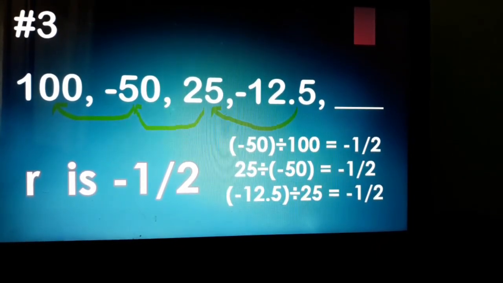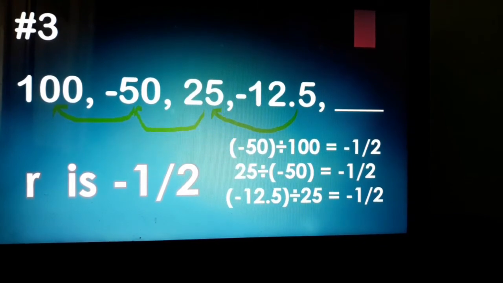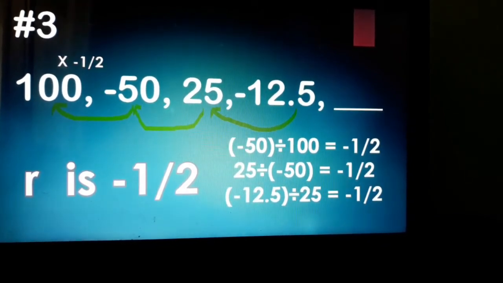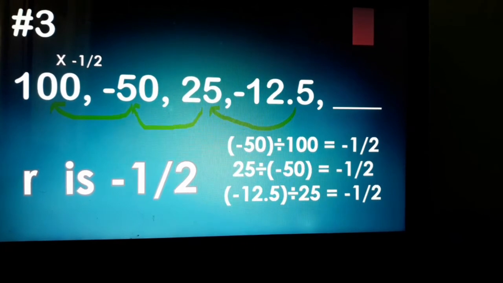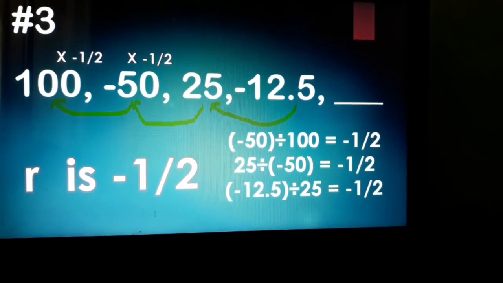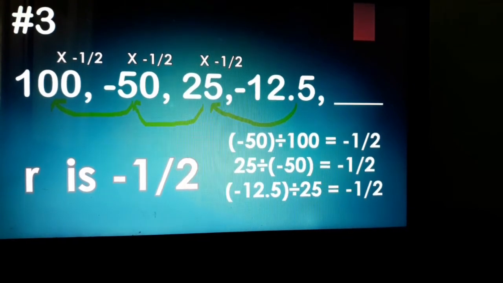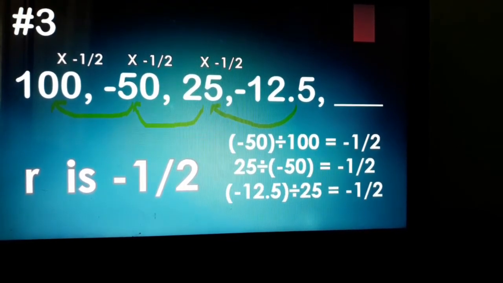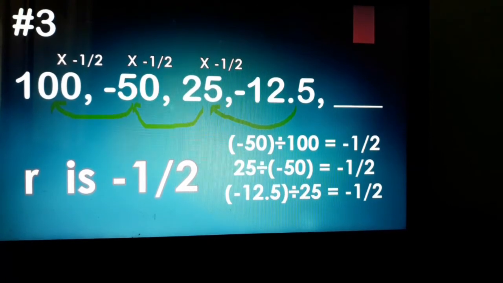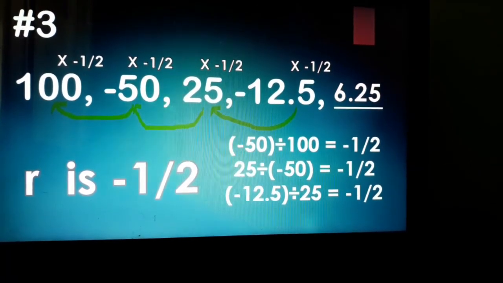So, since alam na natin that the common ratio is negative 1/2, i-multiply lang natin yung bawat isang term sa negative 1/2. So, 100 times negative 1/2 is negative 50. Negative 50 times negative 1/2, sagot doon ay 25. And 25 times mo sa negative 1/2, negative 12.5. At yung negative 12.5, i-multiply mo sa negative 1/2, sagot ay positive 6.25.